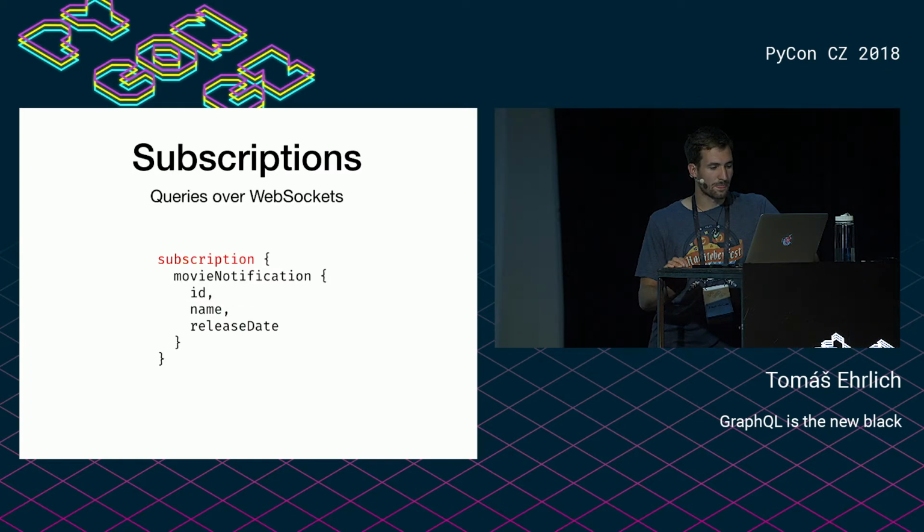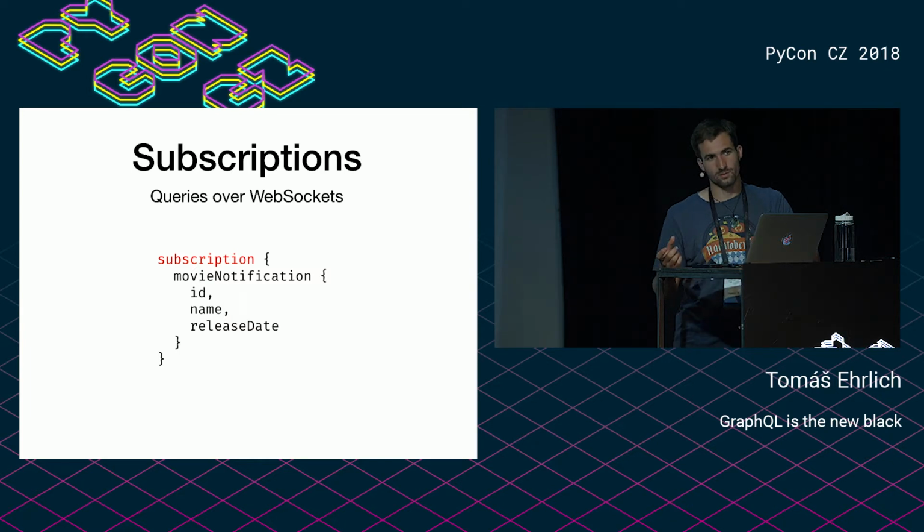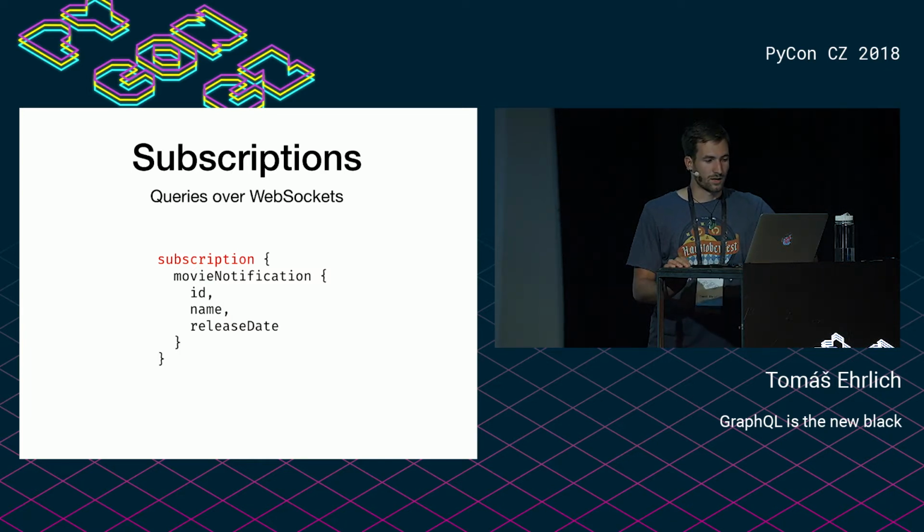And last operation, which is available in GraphQL, is subscription. And subscriptions are like queries, but they are not sent over HTTP, but over WebSockets. And they are basically used for notifications about new events on the server. So first you need to open a WebSocket connection, then send the subscription query, which looks exactly the same as a normal query or mutation, where you specify what subscription you are interested in and what data you are interested in. And when anything new happens on the server, you receive the data.